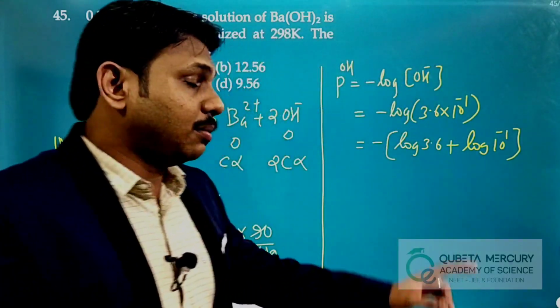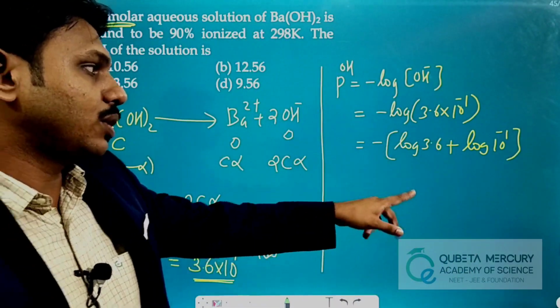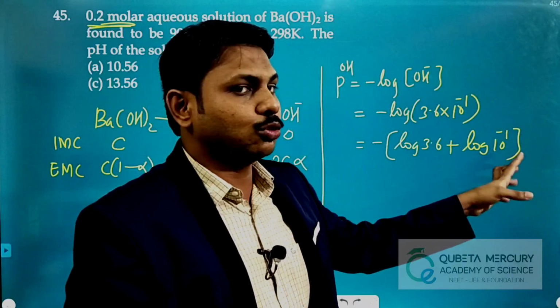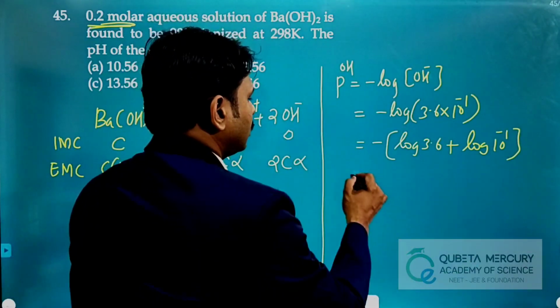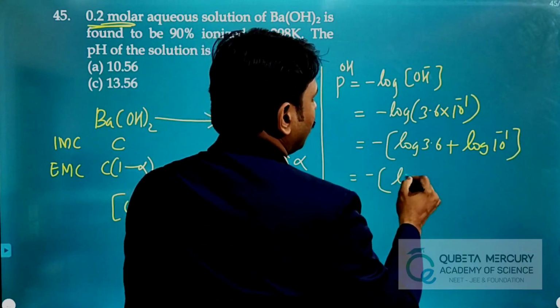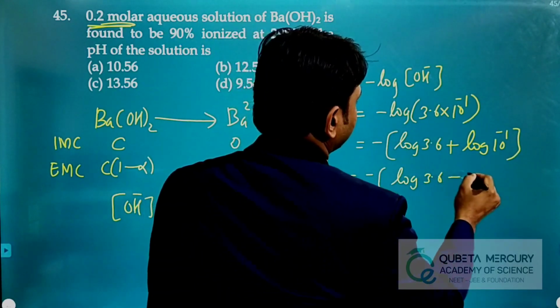Log 10, these are base 10. In this log we are taking base 10. So log 10 raised to minus 1 means simply minus 1. So this is minus of log 3.6 minus 1.